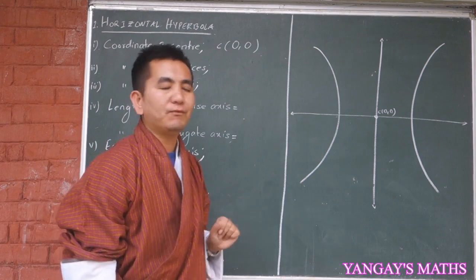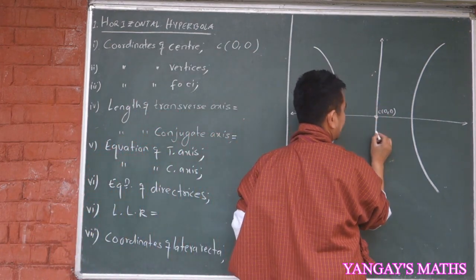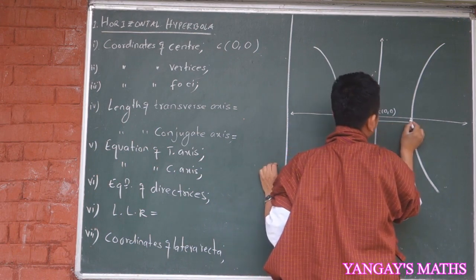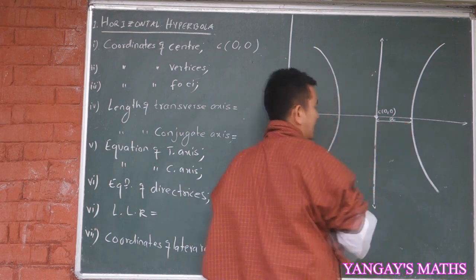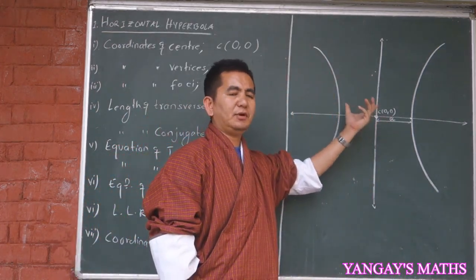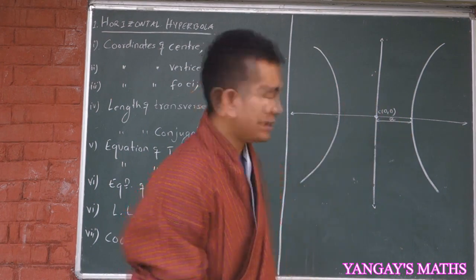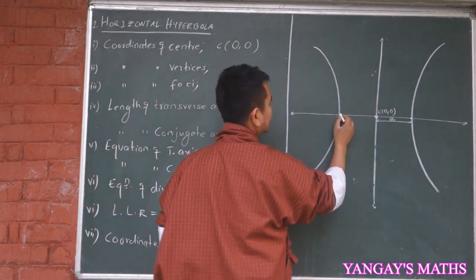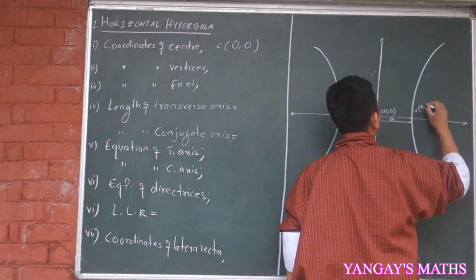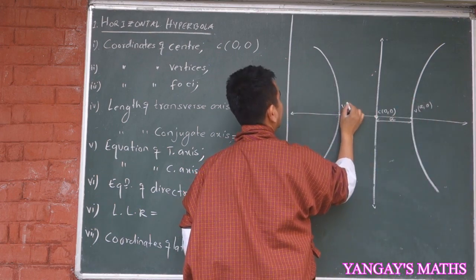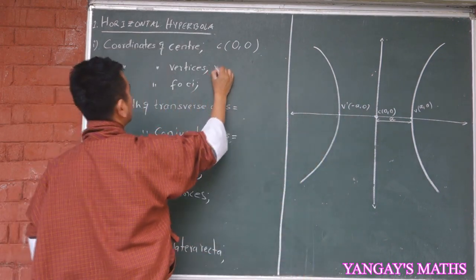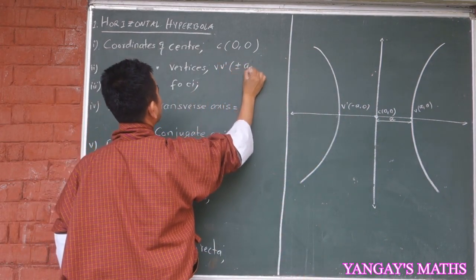Let's go with the coordinates of the vertices. Now from this center till this point, the distance taken here is nothing but a. The concept is similar to that of the ellipse. So if you are thorough with the ellipse, then hyperbola becomes easier. Similarly this side, the vertex point is a, 0. Similarly this side, the vertex V dash is negative a, 0. So it is the same as the ellipse, plus or minus a, 0.